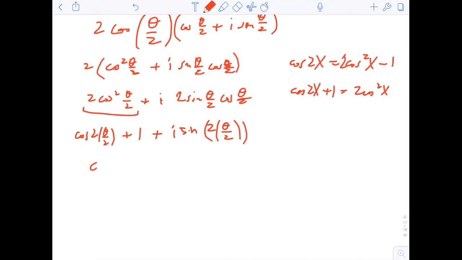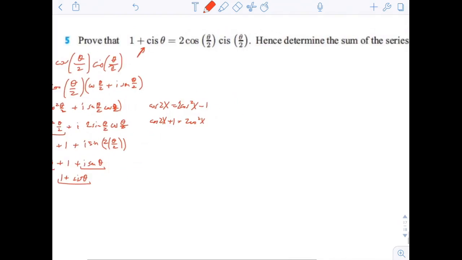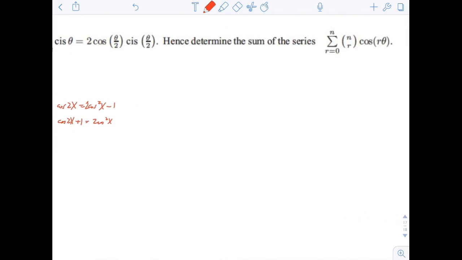Okay, and now let's rewrite everything. We'll have cosine of theta plus 1 plus i sine theta. Ooh, look at that. i sine theta, cosine theta, isn't that cis theta? 1 plus cis theta. Okay? All right. That was the proof that they asked us to do. They say, hence determine the sum of this series.